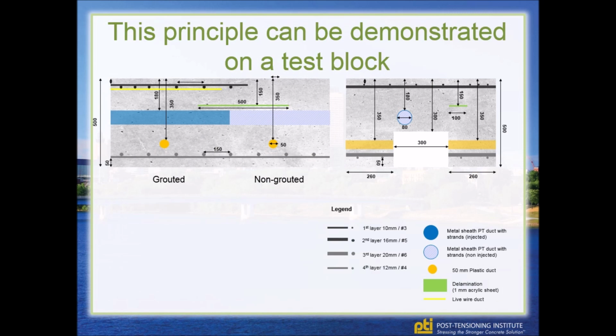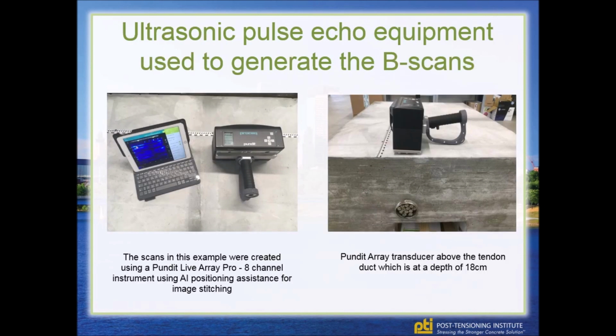This is a test block we have made up, which has a metal sheath PT duct, fully grouted in part of it and partially grouted in the second half of it. This is what a pulse echo instrument looks like. This is an 8-channel instrument, and you can see it in position above the tendon duct. In this slab, it's 18 centimeters depth.